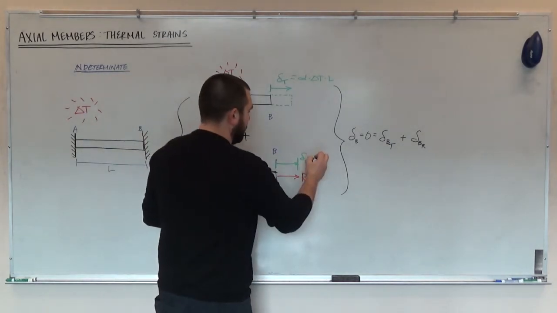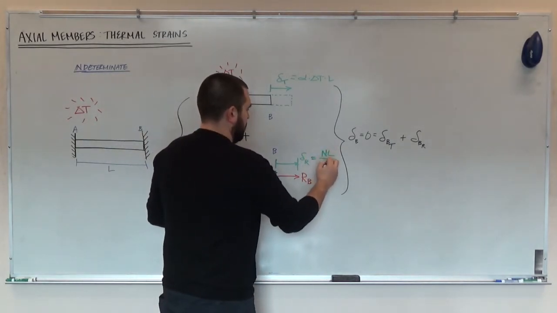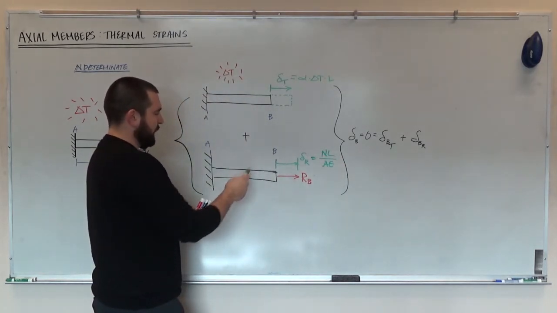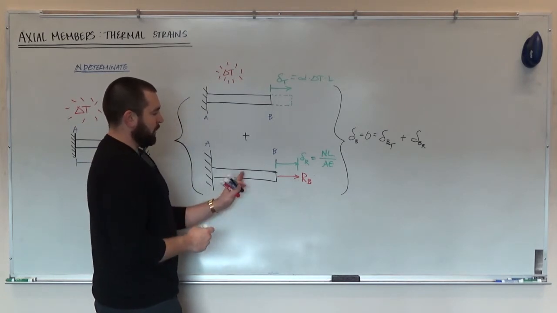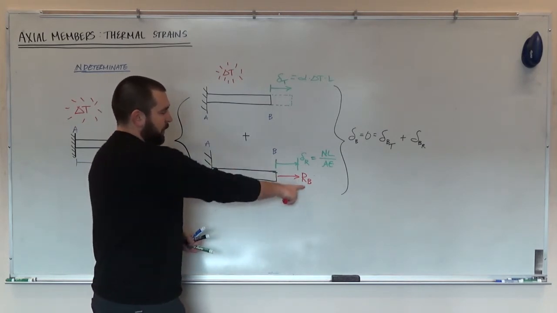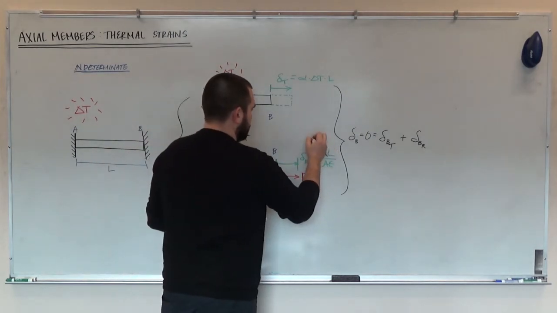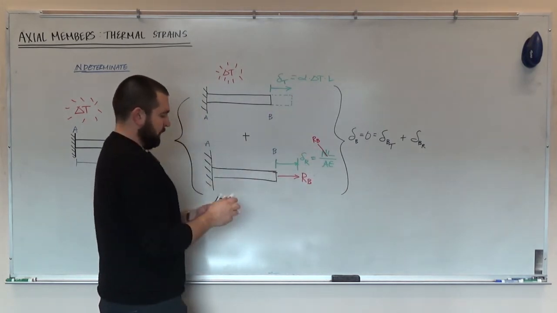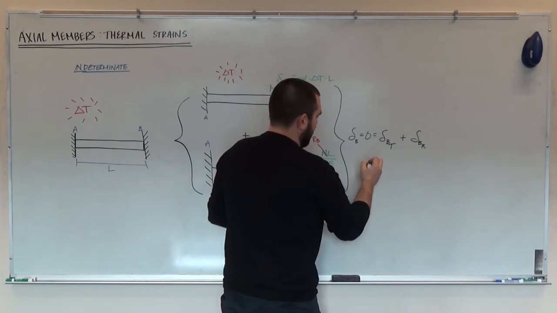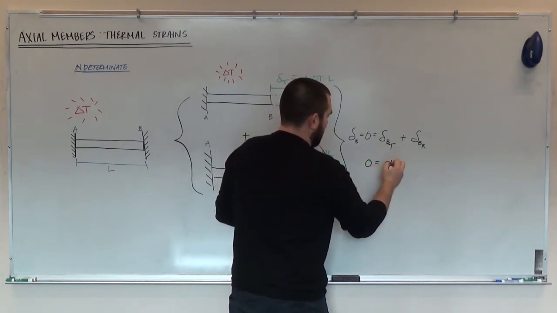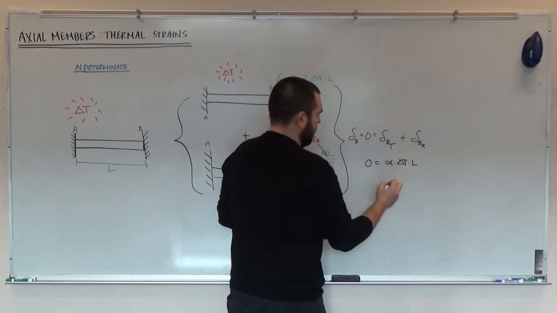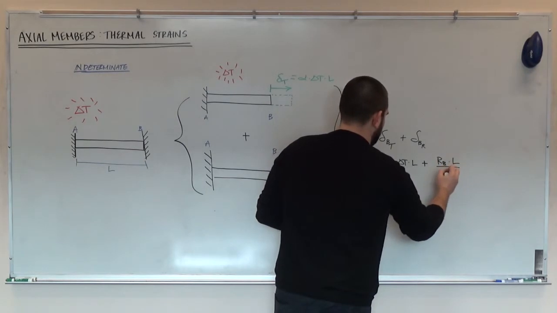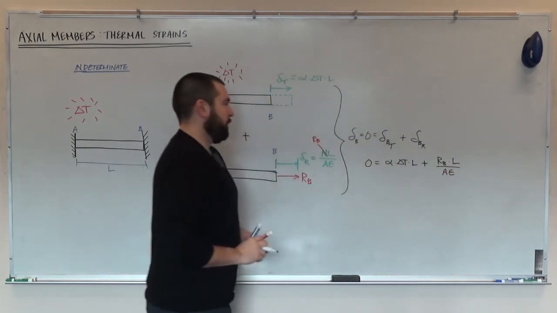And so the equation here will be NL over AE. In this case, the internal normal force, if I were to make a section cut here, do a free body diagram to calculate what the internal normal force would be, it's just going to be equal to R_B. So the internal normal force is just going to be equal to R_B. So I can take each of these equations for delta T and for delta R, and I can plug them in right here, and I get that 0 equals alpha delta T L plus R_B L over AE.